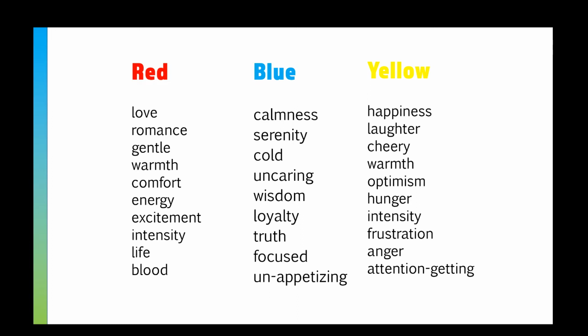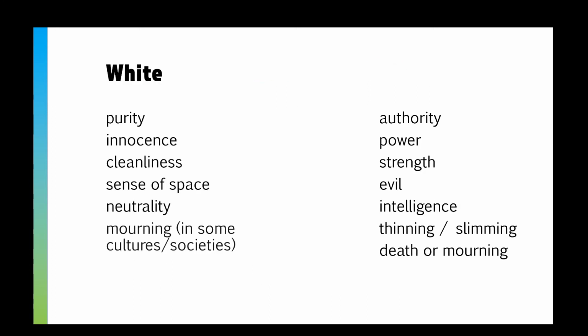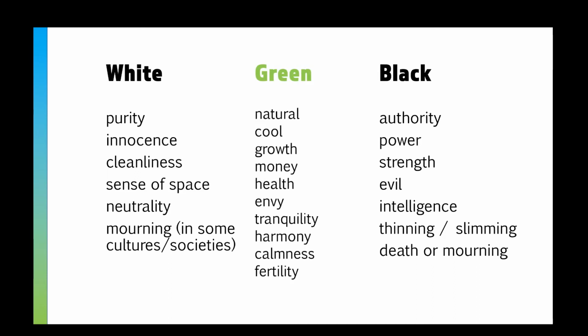And then yellow is usually laughter, happiness, warmth, people being happy and things like that. Then white is usually associated with purity, innocence, usually good guys like Gandalf the White in Lord of the Rings. That's supposed to be pure, innocent, clean, and neutral. Then you've got greens, which is usually natural colours or to do with money or growth or harmony. And then black is usually power, strength, evil, authority, and death.